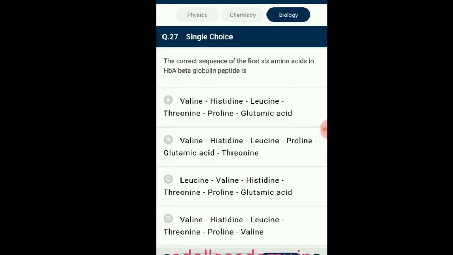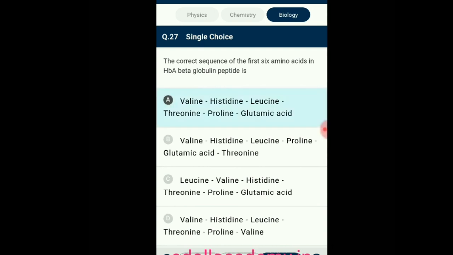The correct sequence of the first 6 amino acids in HbA beta globin peptide is? HbA is adult hemoglobin. The first 6 amino acids on its beta globin chain are valine, histidine, leucine, threonine, proline, glutamic acid. In sickle cell anemia, HbS is formed. It has valine instead of glutamic acid in the 6th position. So the answer for this question is option A.